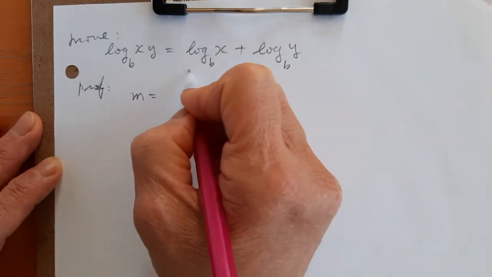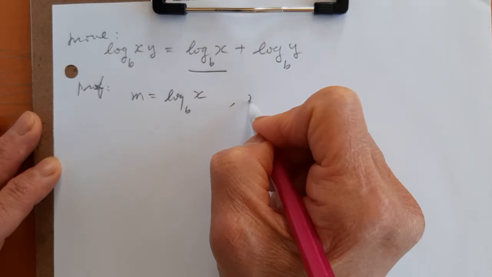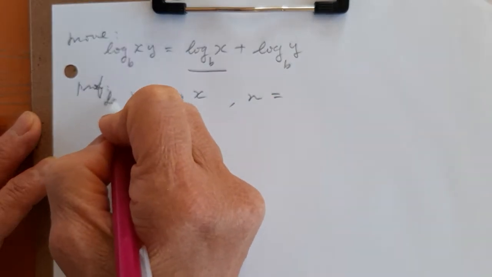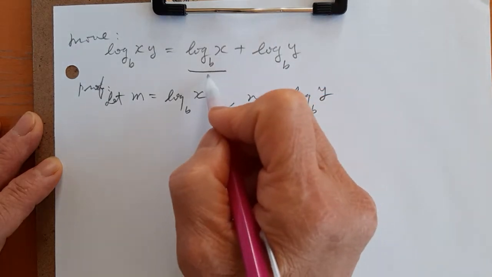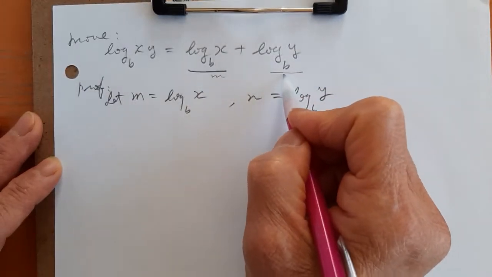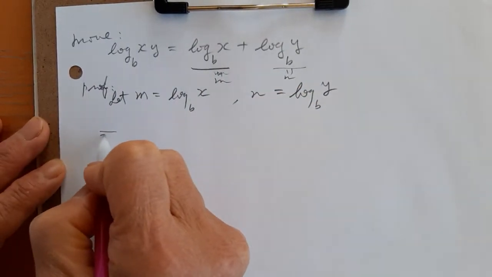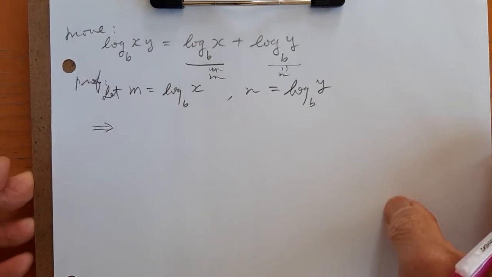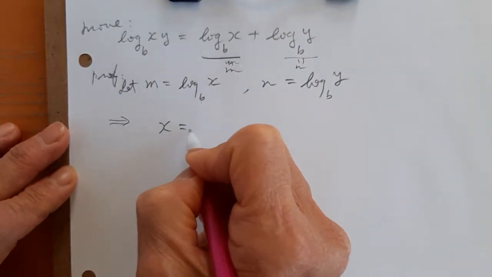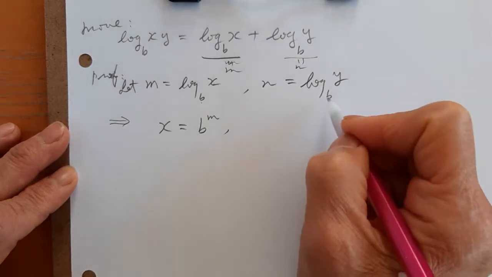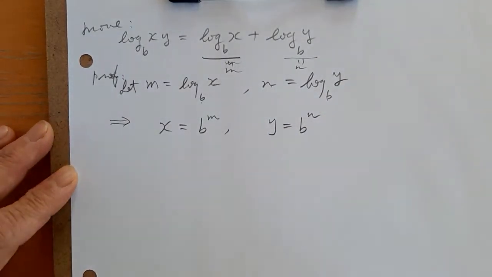m equals log x and n equals log y. Then we can change to exponential form: b to the power m equals x, so x equals b to the power m. b to the power n equals y, so y equals b to the power n.